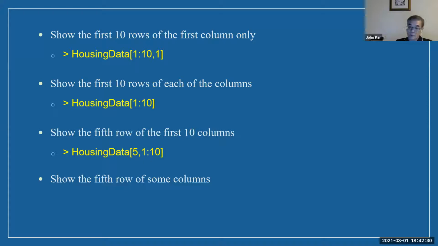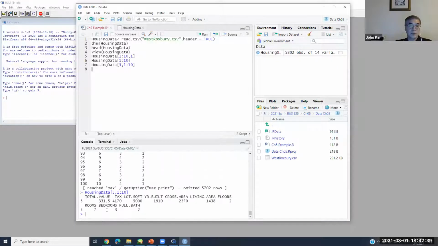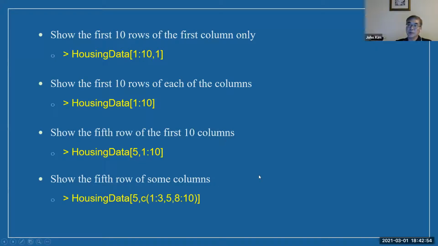Fifth row, 1 to 10 columns. And the next one: show the fifth row, the same, only one row, but kind of selective. First to three, third row, show first two, third row, fifth row, 8 to 10th.